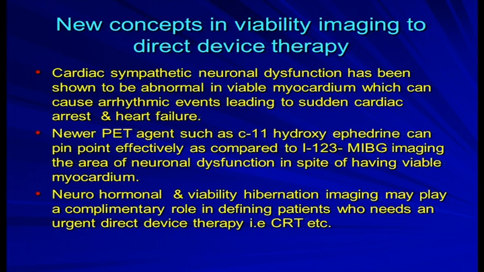Suppose you have given a patient a viability study, and suddenly you hear the patient has collapsed. Here there is a neuronal dysfunction, autonomic dysfunction, which can be imaged along with the PET viability. The new PET agents such as C11 hydroxyephedrine can pinpoint effectively as compared to iodine 123 MIBG imaging. I'll take one or two slides. In the area of neuronal dysfunction in spite of having viable myocardium.